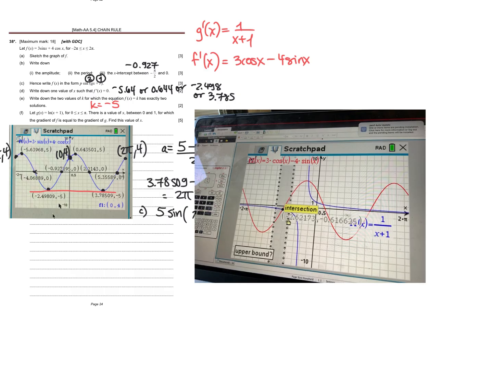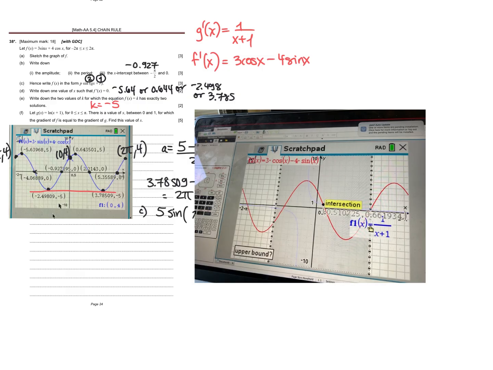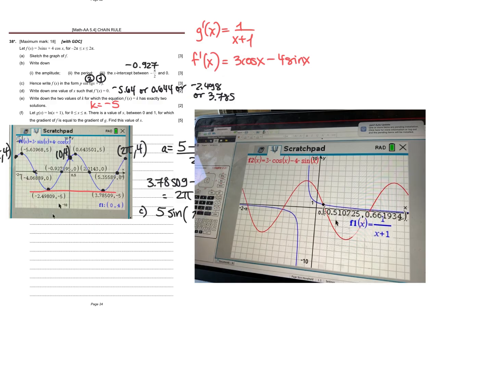Okay, so I put in those derivative functions, the 3 cosine x minus 4 sine x and the 1 over x plus 1. So they want to know x is 0 to pi. There's a value of x between 0 and 1 for which the gradient of f is equal to the gradient of g. So we're looking for an x in between 0 and 1 where these graphs intersect. This is at negative 2.62. That's not it. That is negative, but this one is the one we're looking for. That one, 0.510725. So that should be the answer.